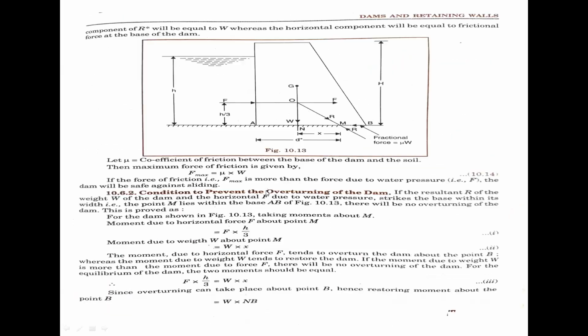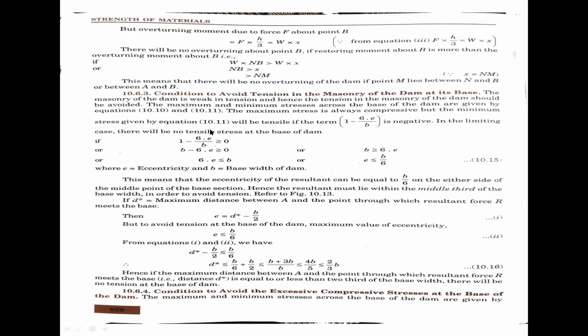The following conditions have to be satisfied. Tensile stresses have to be taken into the minimum stress: 1 minus 6E by B greater than or equal to 0, that is B minus 6E greater than or equal to 0. Now 6E is less than or equal to B, that is B greater than or equal to 6E, E less than or equal to B by 6. This is the condition you have to satisfy.